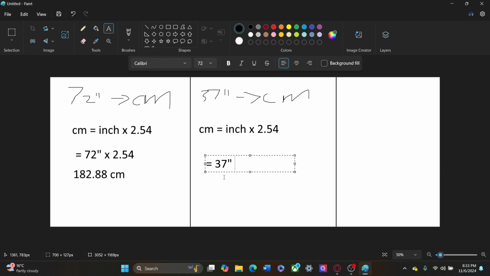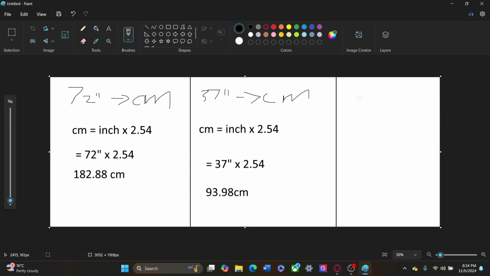Now, we look at our equation. Inches times 2.54 to get the centimeters. So, all we gotta do, times 2.54, and there we go. We get our answer of 93.98 centimeters.